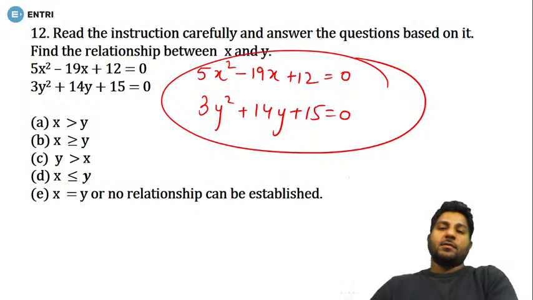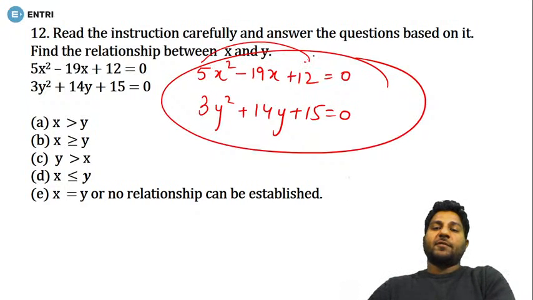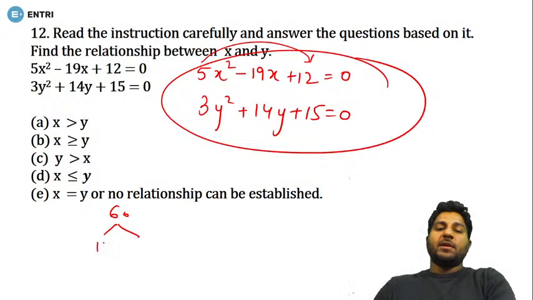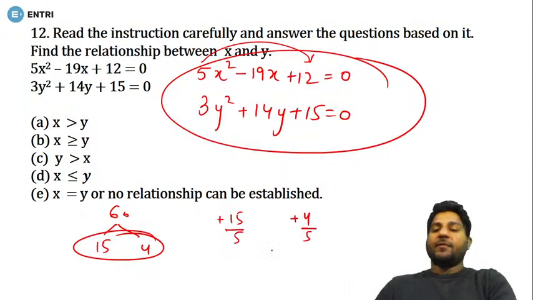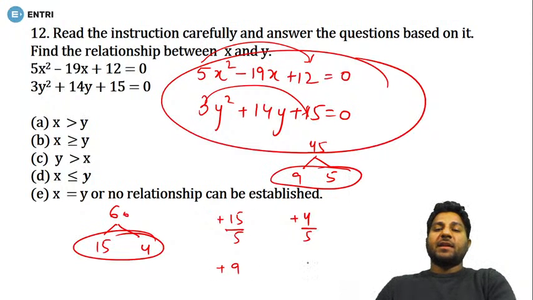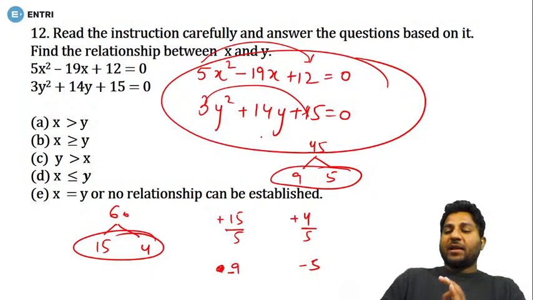Look, let's find out the factors first. 12 fives are 60, so the factors of 60 will be 15 and 4, divided by 5 and 5. The next one will be 45. 9 fives are 45, so minus 9 and minus 5. Look at this, it is a simple question.